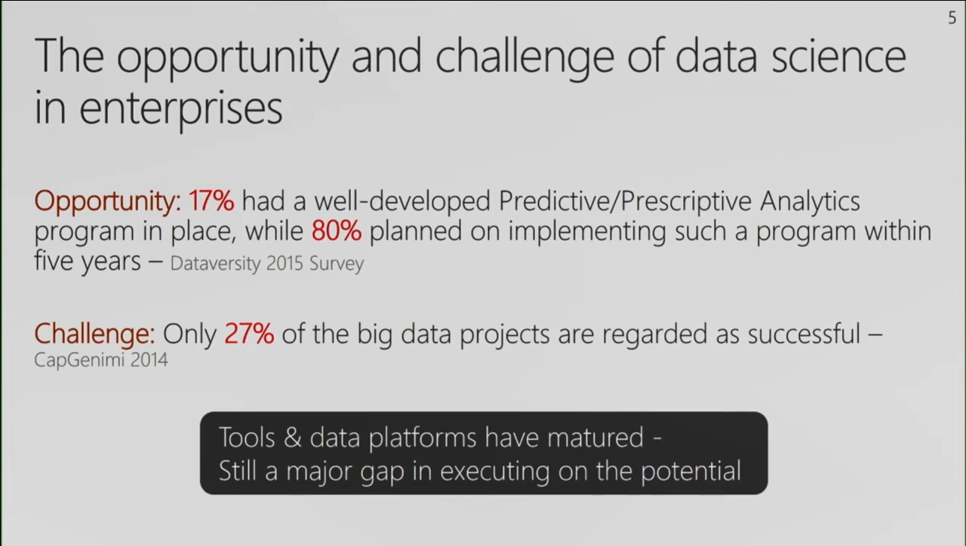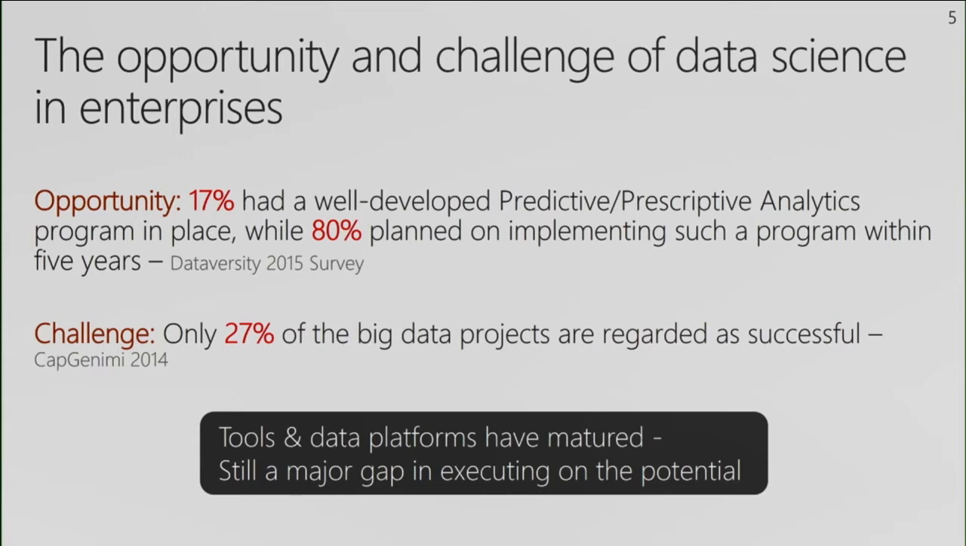So as you can imagine, the opportunity for data science impact in enterprise organizations is fairly large. As of a survey 2 years back, 17% of the organizations surveyed at that time had a well-developed predictive or prescriptive analytics program in place, whereas the vast majority of the organizations, like 80% of them, were trying to get such programs up and running in the next 5 years. However, of the organizations that were surveyed, another study found that only 27% of the big data projects were regarded as being successful and delivering value to those organizations.